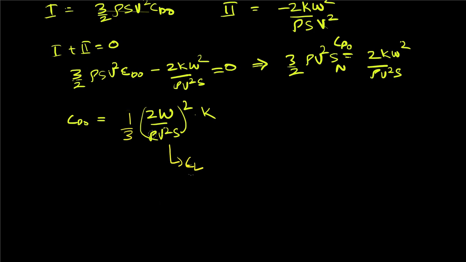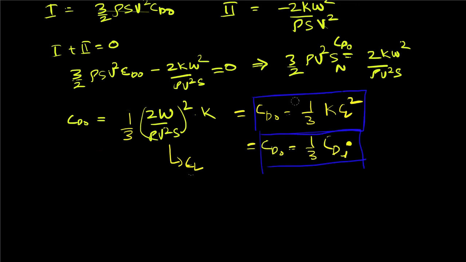Now we know that this term is also equal to CL, so we can write this as CD naught is equal to 1/3 KCL square. Now KCL square is also induced drag, so this may also be written as CD naught is equal to 1/3 of CDI. So at minimum power condition, CD naught is equal to 1/3 of CDI or KCL square. So this is a very important result.